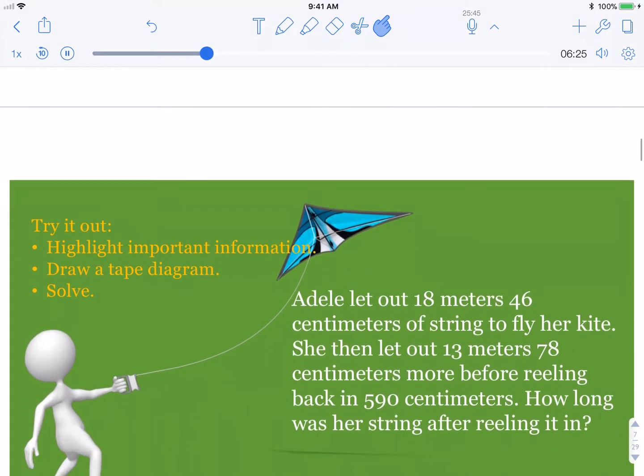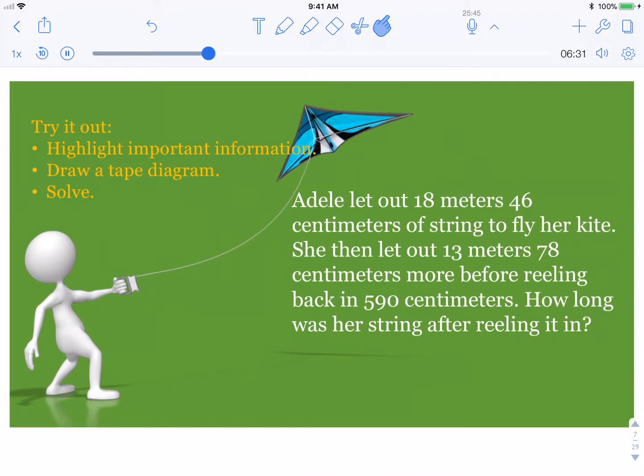Okay, try it out. Highlight important information, draw a tape diagram, and solve. Adele let out 18 meters, 46 centimeters of string to fly her kite. She then let out 13 meters, 78 centimeters more before reeling back in 590 centimeters. How long was her string after reeling it in?